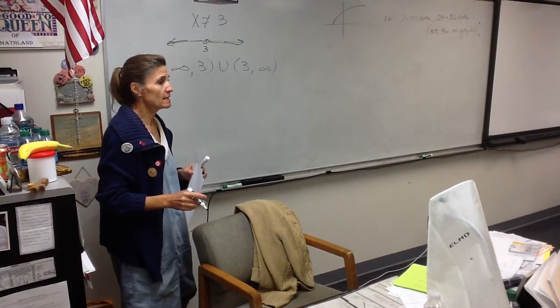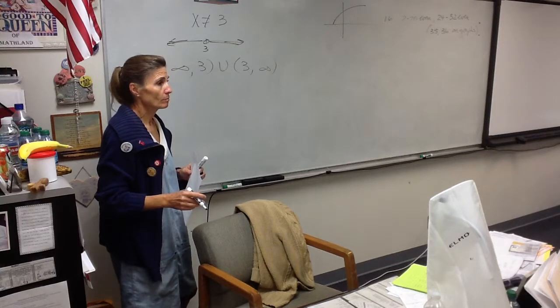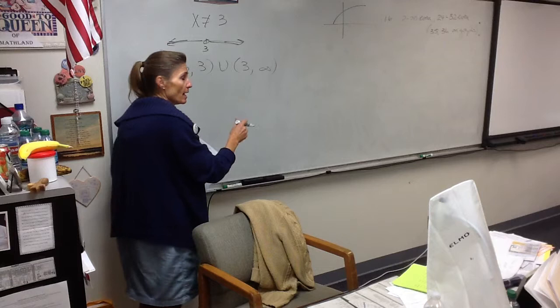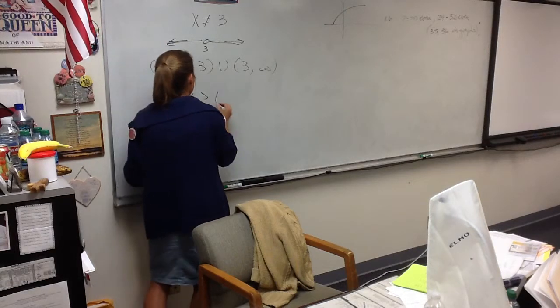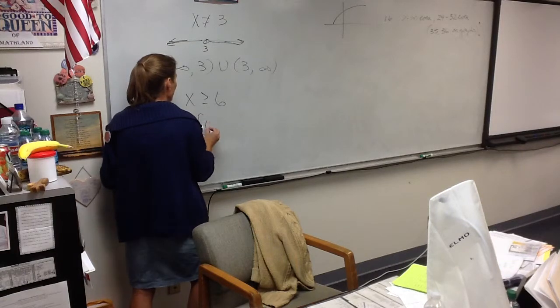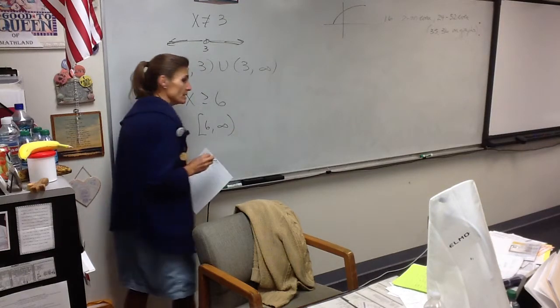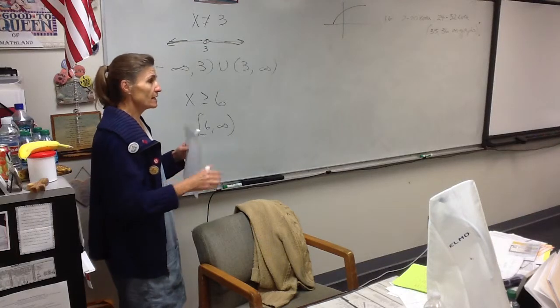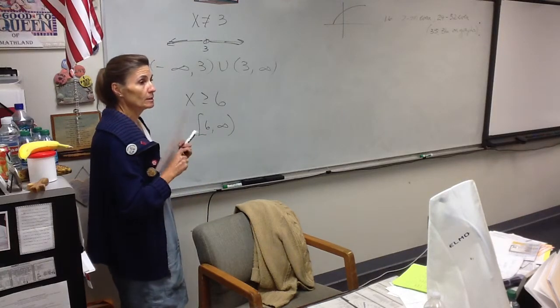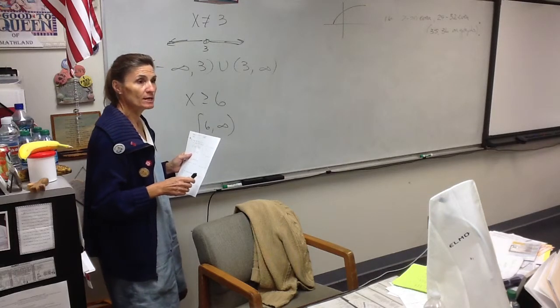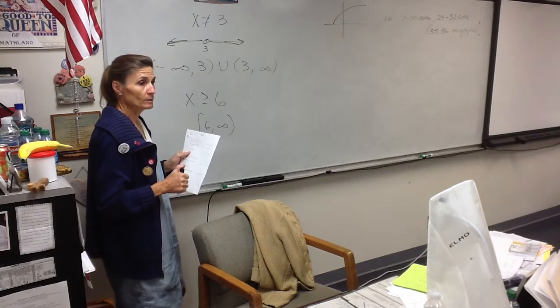What's the domain for C? X is greater than or equal to 6. Perfect. Which you can write either that way, or in an interval it would look like this, wouldn't it? Why does X have to be greater than or equal to 6? Because you can't have a negative number under the radical, right?